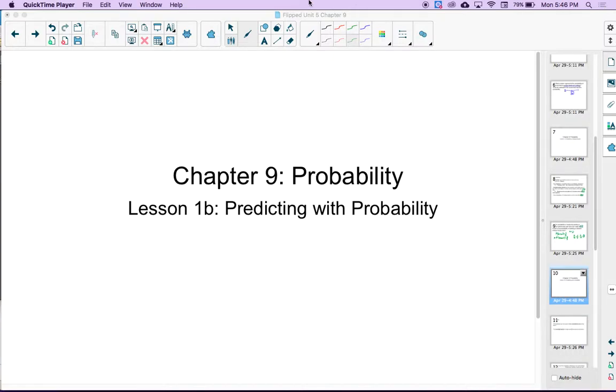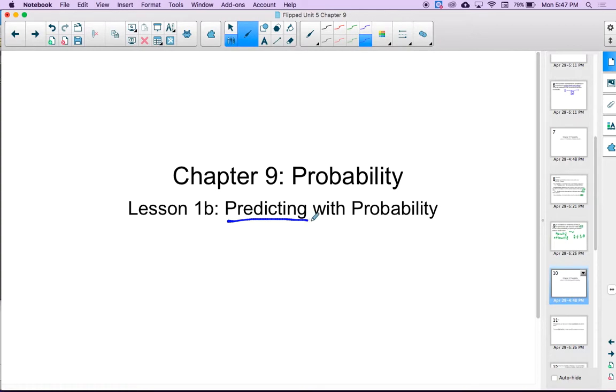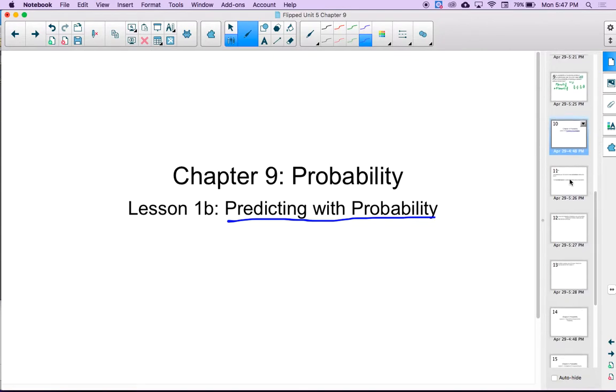This is Chapter 9, Probability, Lesson 1B. So this is a kind of a continuation of what we did in Lesson 1. This is called Predicting with Probability. So probability is very useful, and the whole reason that we do probability is to make predictions about the future and what we think will happen in the future. So let's talk about that.